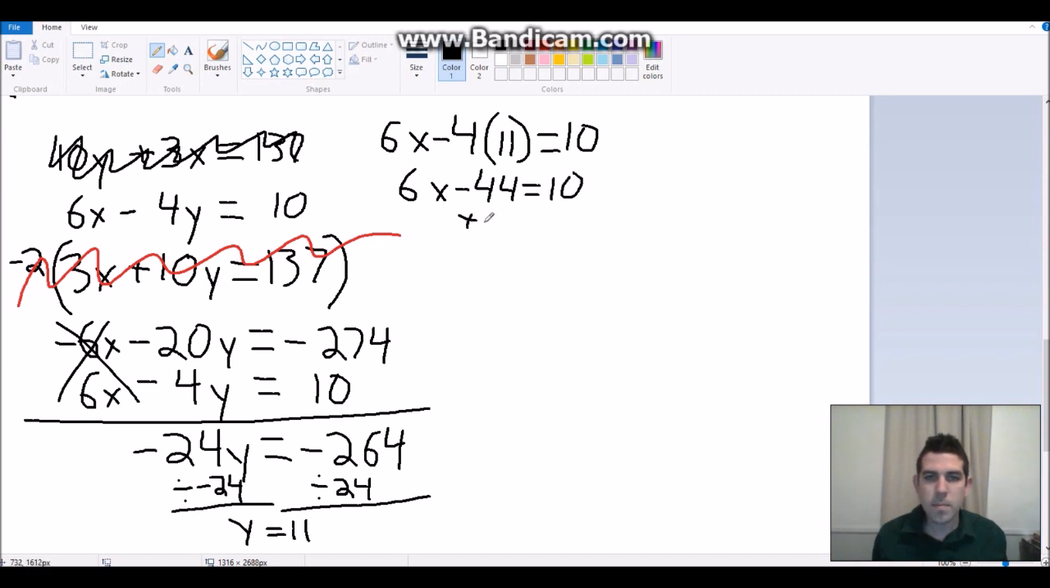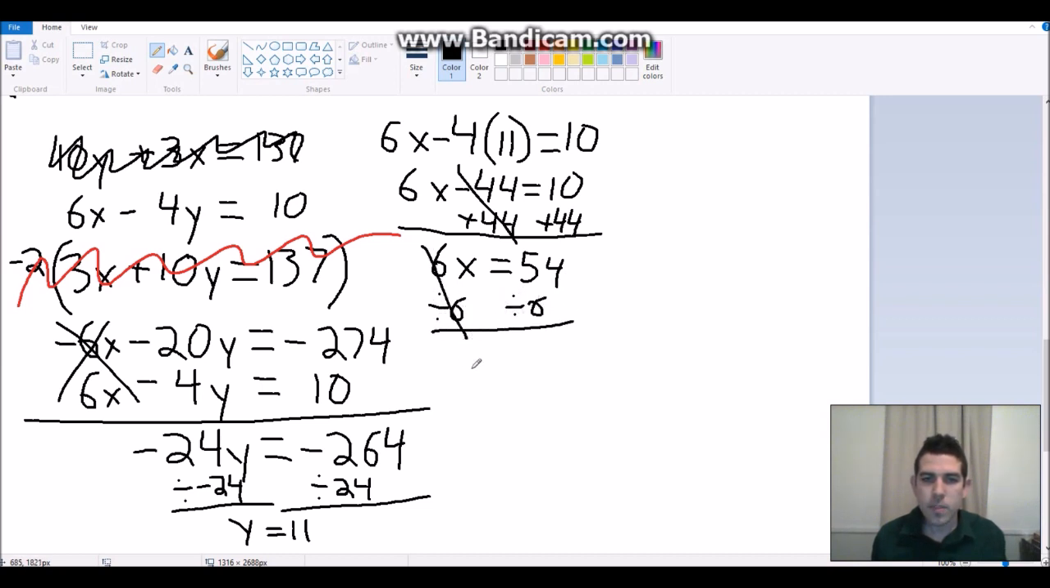Inverse operate. 6x equals 10 plus 44, which is 54. Inverse operate. X equals 54 divided by 6, 9. There we go, I solved it. I found my solution: x is 9, y is 11.